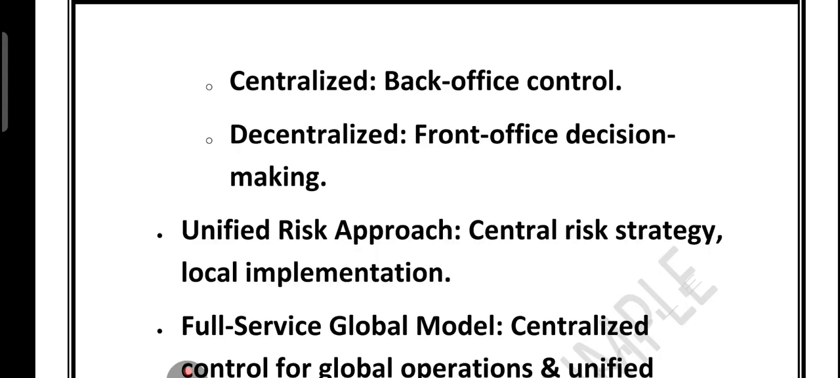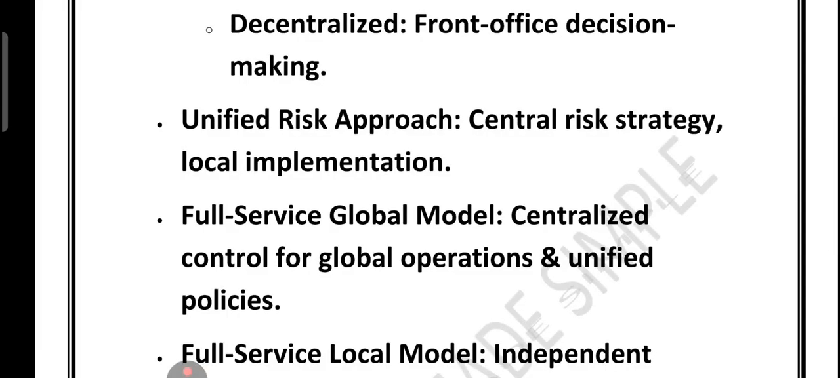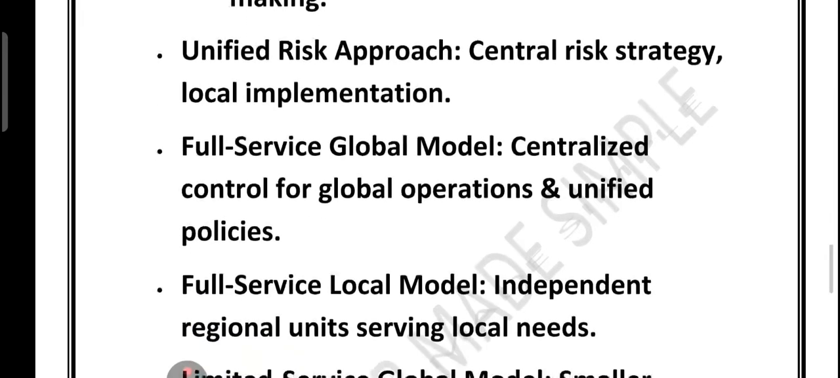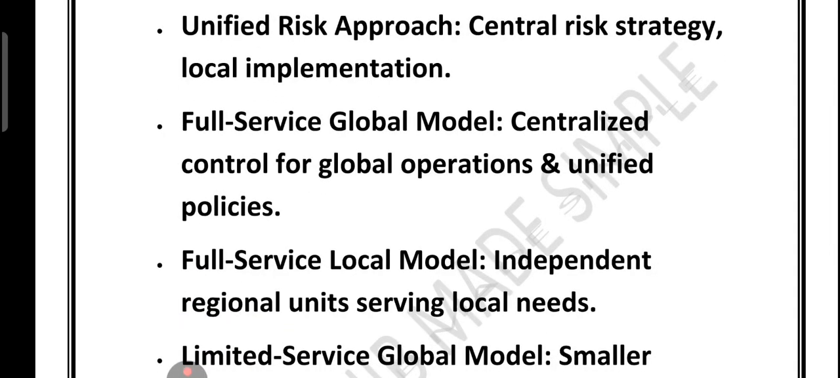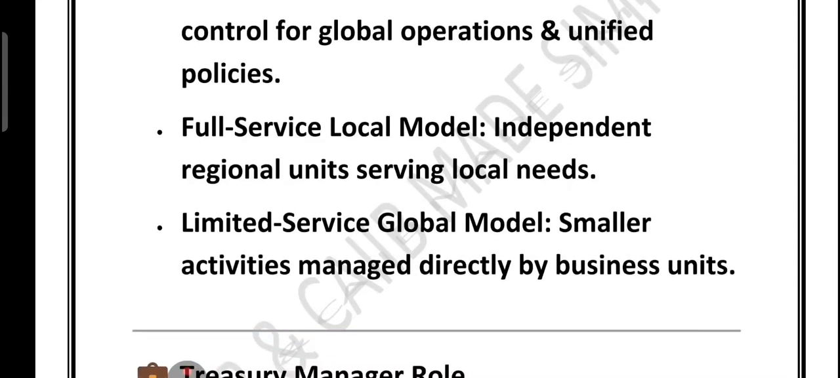In the case of centralized, the role is back office control. Decentralized means front office decision. Then we have a unified risk approach, which means central strategy, local implementation. Full service global model means centralized control with unified policies for global operations. Then we have the full service local model, independent regional units serving local needs. Limited service global model means smaller treasury activity managed directly by the business unit.